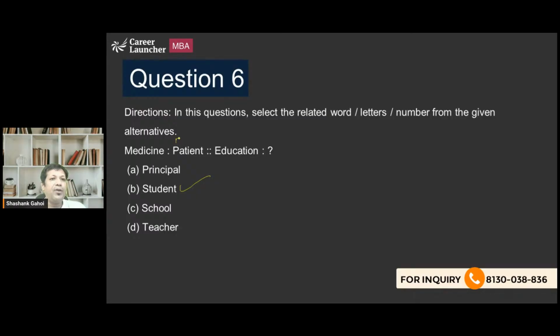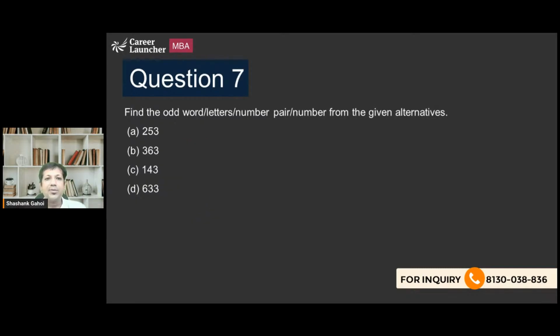Instead of patient, if we had doctor, then medicine is prescribed by whom? That is by doctor. So education is prescribed by whom? That will be teacher. So in that case, my answer would have been teacher. So I hope everyone is clear with this. So let's move on to the next one.